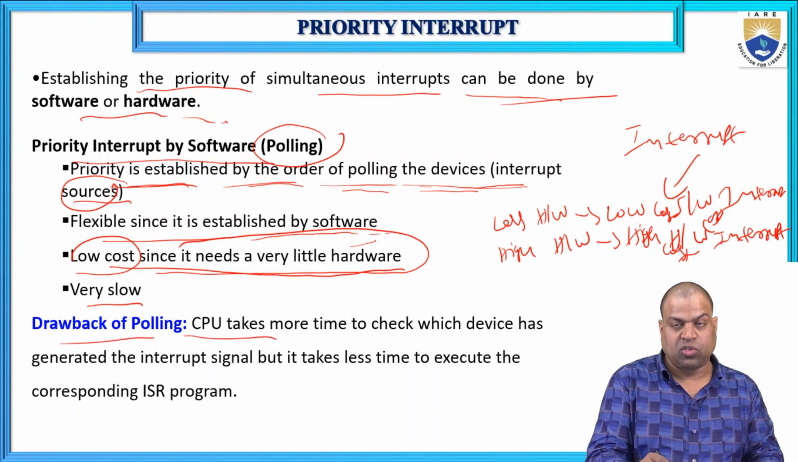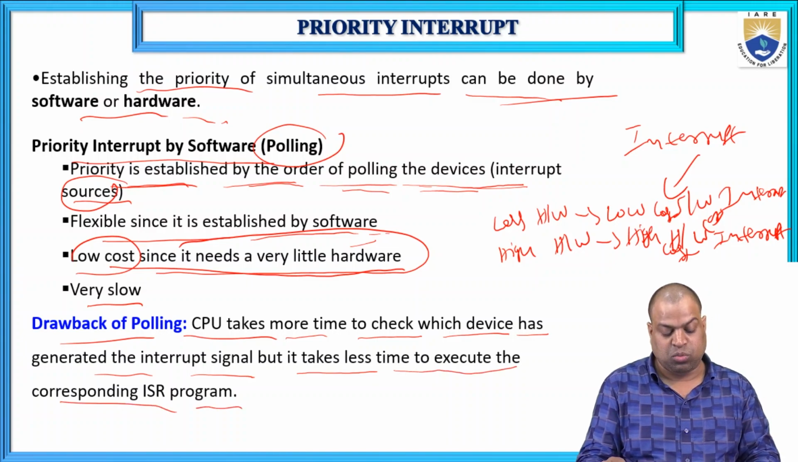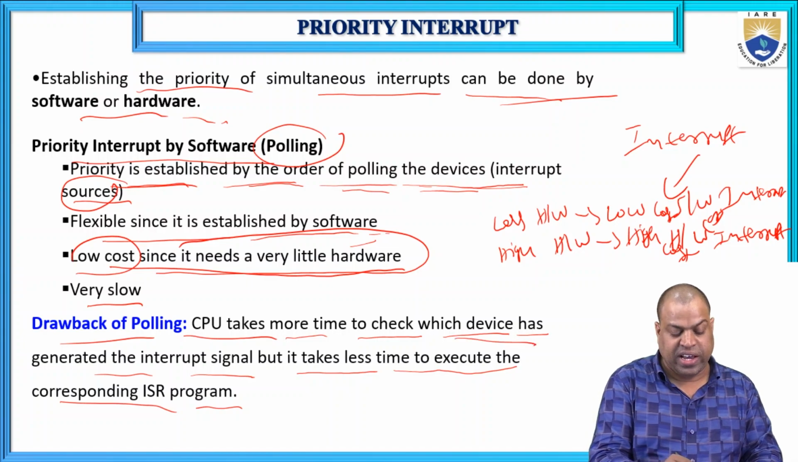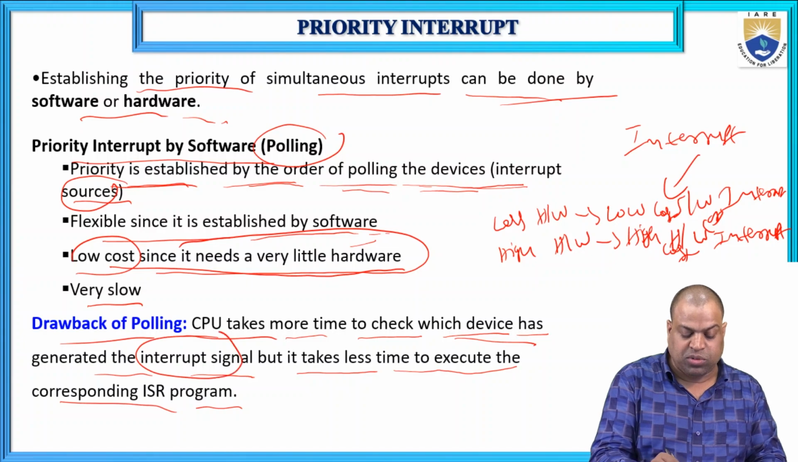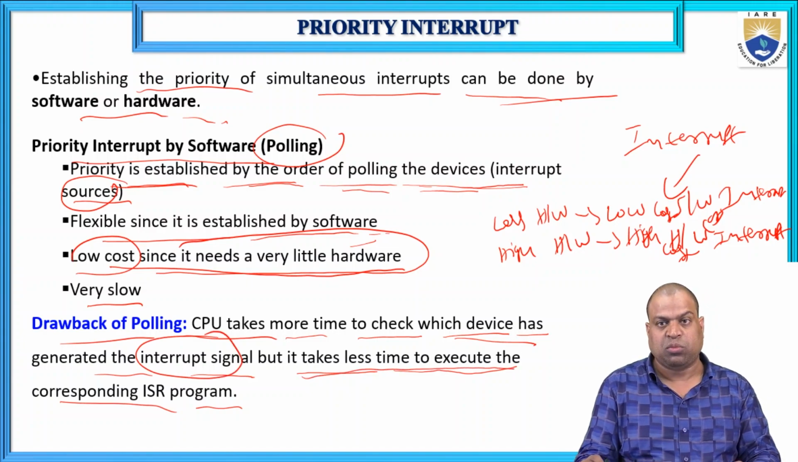So what are the drawbacks of polling? The CPU takes more time to check which device has to generate the interrupt signal, but it takes less time to execute the corresponding ISR program. So the CPU takes that much time. But why? Because the device has generated the interrupt signal, but it takes less time to execute the corresponding ISR program.